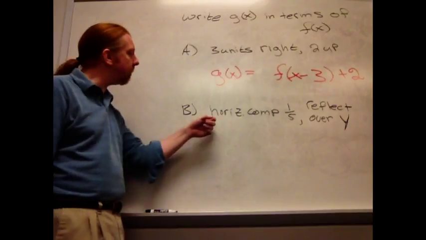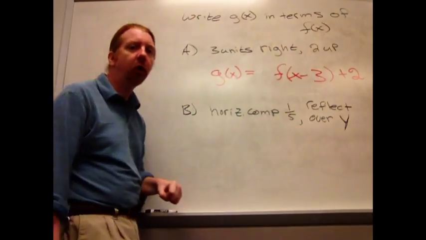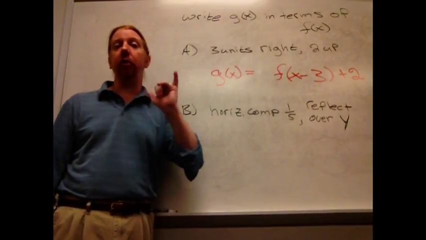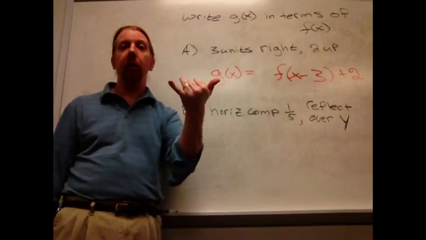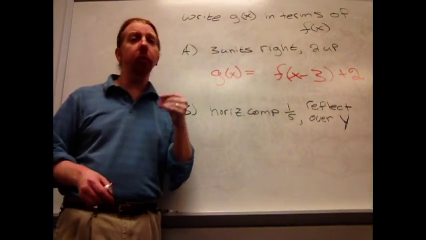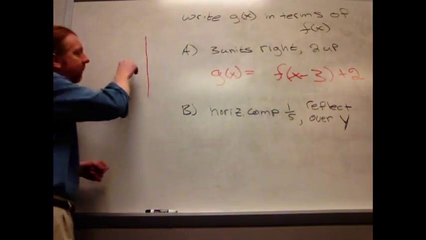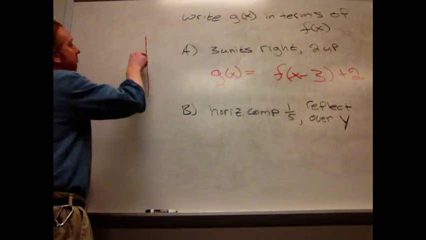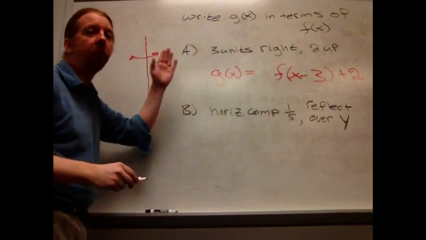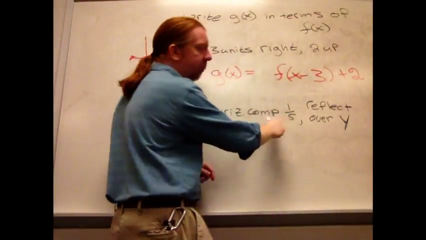Similarly, let's talk about a horizontal compression of 1/5 and a reflection over the y-axis. Now, over the y-axis is another horizontal motion. So that means it's going to be inside the parentheses. It seems a little strange because when we think about the y-axis, we picture a vertical thing. The y-axis runs up and down. But if I'm going to reflect over it, that's a horizontal reflection.